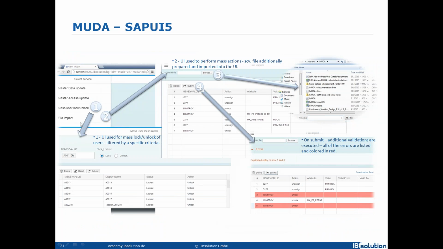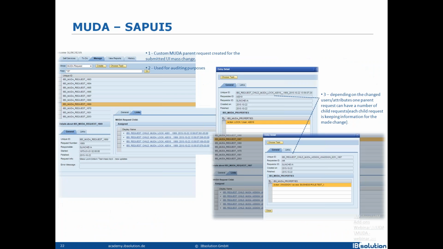And the last one is file import option, from where we can import already prepared file and submit the file directly from this UI. After all, if we want, we can check all the created requests directly from the standard IDM UI. We can search for them, check their status. If there is an error, we will see the error message here.